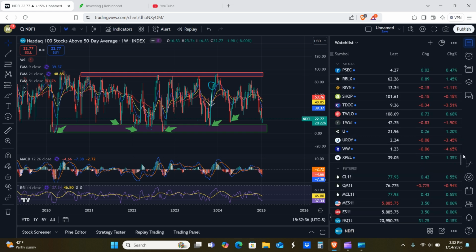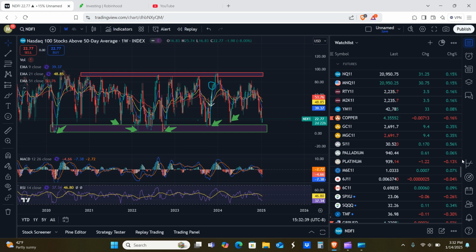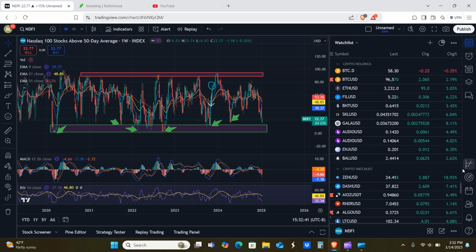Earnings season is coming up too, so a lot of these miners, Coinbase, MicroStrategy, all those guys, are going to have earnings. That's probably going to push the prices of all these assets even higher.